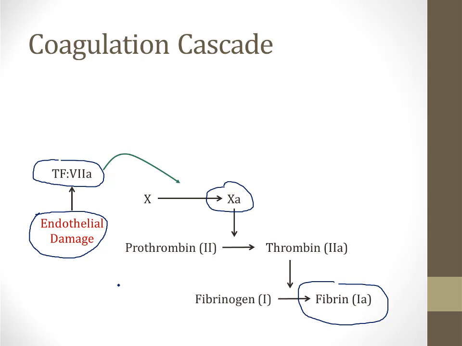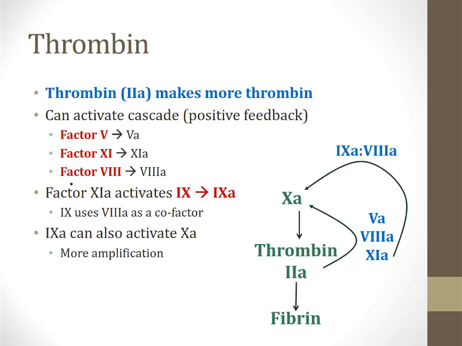And the way that our body amplifies this system is by using thrombin as an activator of numerous other coagulation factors. It's very important for you to understand that thrombin can make more thrombin. In other words, even though thrombin is created by the coagulation cascade, thrombin may also activate the cascade via positive feedback. The way that thrombin does this is by activating a number of other clotting factors which amplify the clotting cascade. So for example, thrombin can convert factor 5 to 5A, factor 11 to 11A, and factor 8 to 8A.